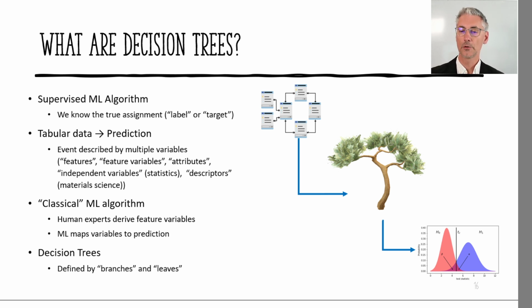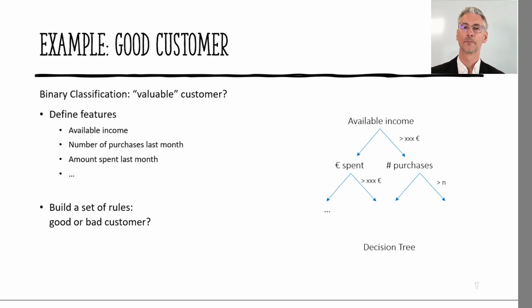As the analogy goes, the decision tree is defined by branches and leaves. So what do we mean by that? Let's take a very simple example for a binary classification and say what is, for example, a valuable customer. And we could have some defined features that some expert has derived for us, for example, the available income for such a person, the number of purchases they have done in our store last month, the amount they spend, and these kind of variables. And then we can build a set of rules.